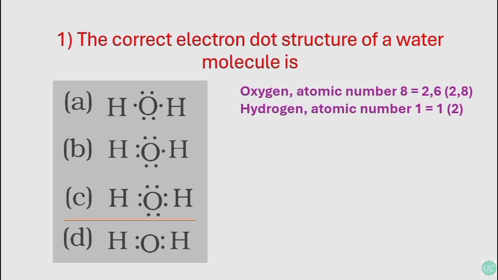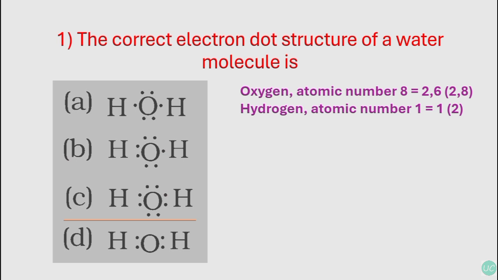Okay, and hydrogen has atomic number 1, so that means in the outer shell there is only 1 electron, and if it shares 1 electron or gains 1 electron, then the duplet will be complete, that is 2 electrons. So this arrangement you can see only in option number C. In option number A, you can see that the oxygen has only 6 electrons and both the hydrogens have only 1 electron each. So that is not a stable molecule.